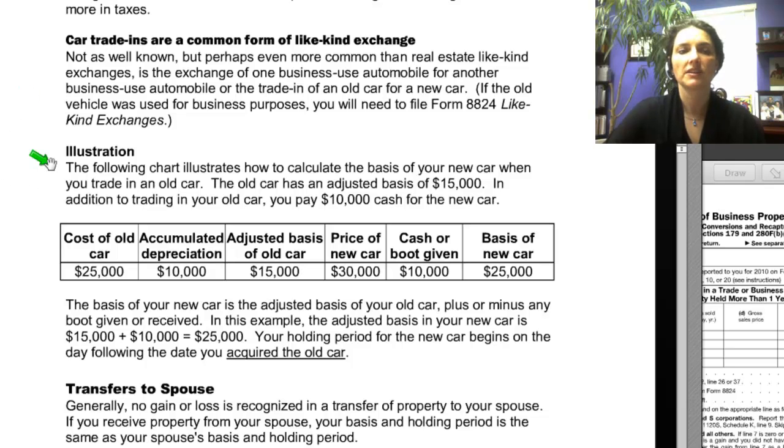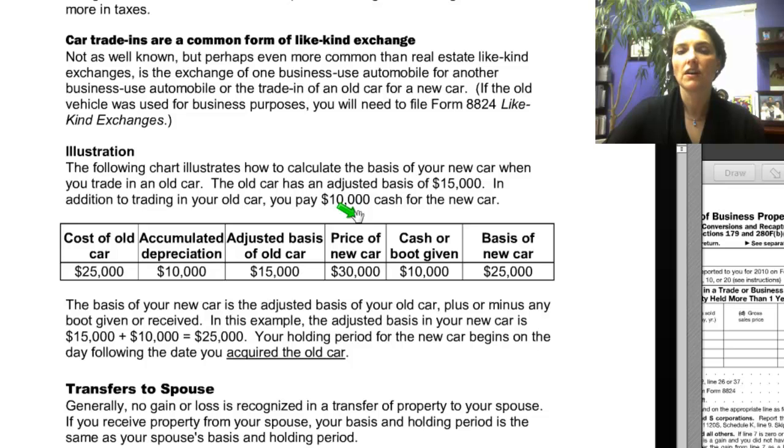And here's an illustration. The following chart illustrates how to calculate the basis of your new car when you trade in an old car. The old car has an adjusted basis of $15,000. In addition to trading in your old car, you pay $10,000 of cash for the new car. So you originally paid $25,000 for the old car, but you've claimed $10,000 of depreciation. That means your adjusted basis of the old car is $15,000. You come along and you buy a new car.